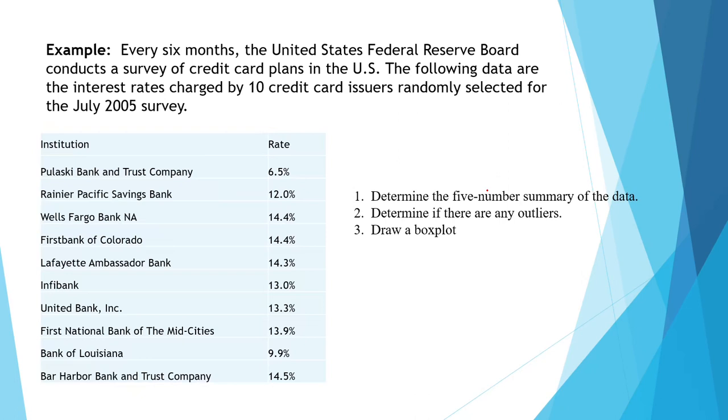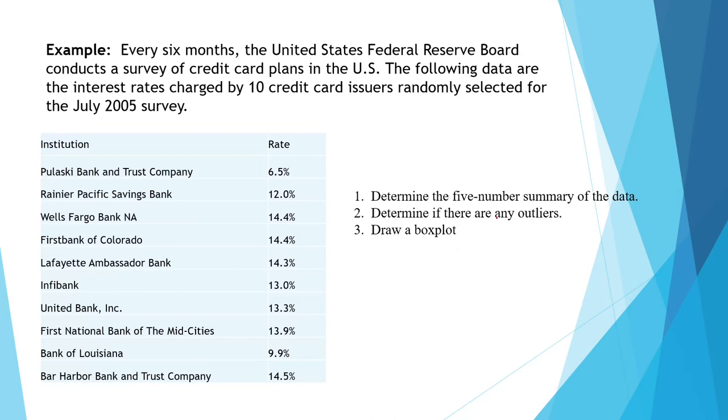Example: every 6 months, the United States Federal Reserve Board conducts a survey of credit card plans in the United States. The following data are the interest rates charged by 10 credit card issuers randomly selected for the July 2005 survey. In this example, I want to determine the 5-number summary of the data, determine if there are any outliers, and we will draw a box plot.